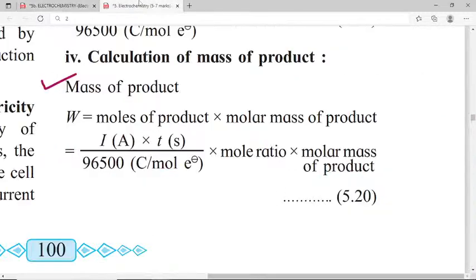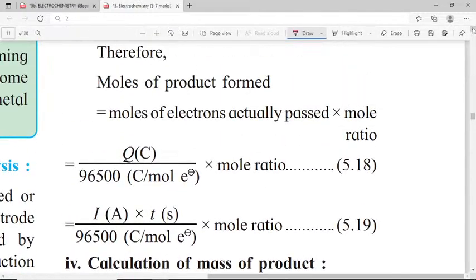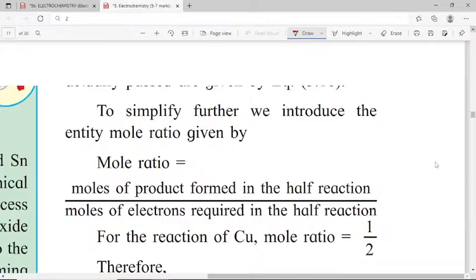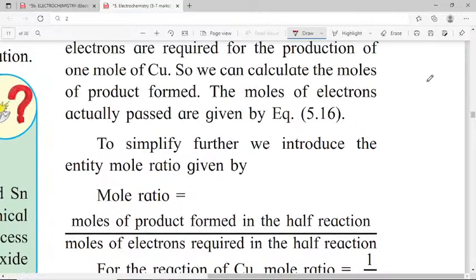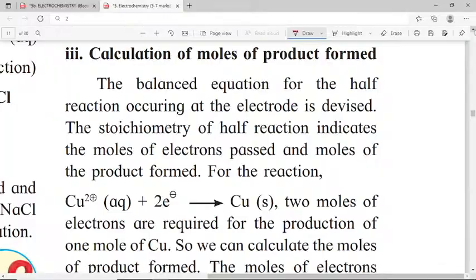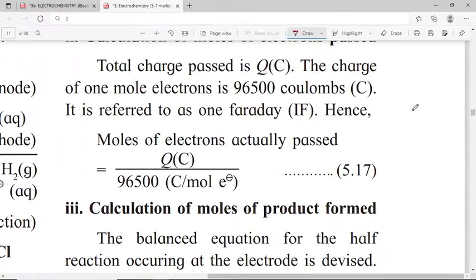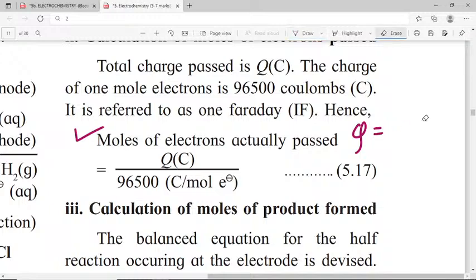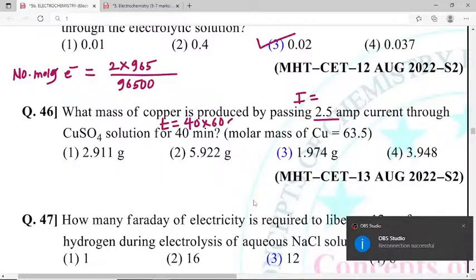I am using the formula. This is the formula here: moles of product formed, mole ratio, moles of electrons actually passed. Coulombs. What do you mean by coulomb? Current in ampere, time in seconds. Q is equal to current in ampere times time in seconds, 60 seconds.